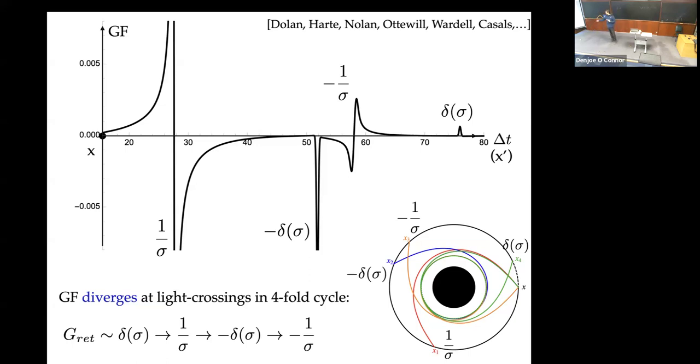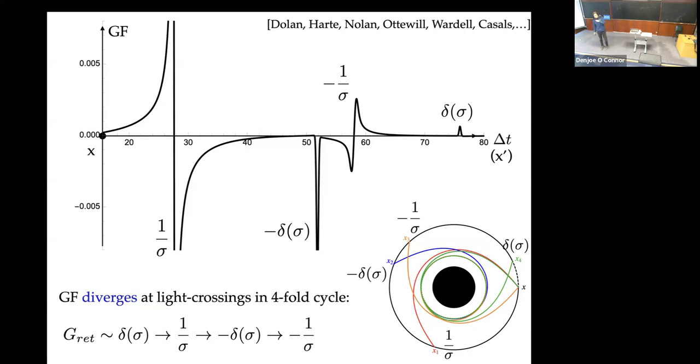So it's been shown in many different ways that the Green function is still divergent whenever the two points are connected by a null geodesic, even outside the normal neighborhood. That's been shown in the past. That's known from Hörmander's work in PDEs. What we showed is what the singularity structure is. So at the first light crossing, it's 1/sigma. After two light crossings, it's minus delta sigma. Then it goes to minus 1/sigma, and then it starts the whole cycle again. Delta sigma, 1/sigma, and so on.